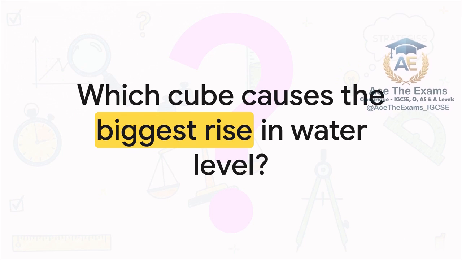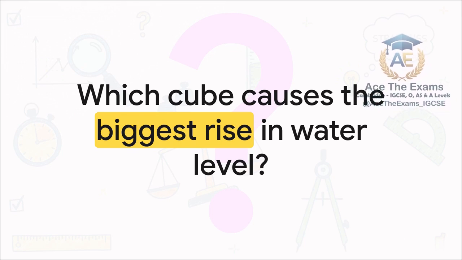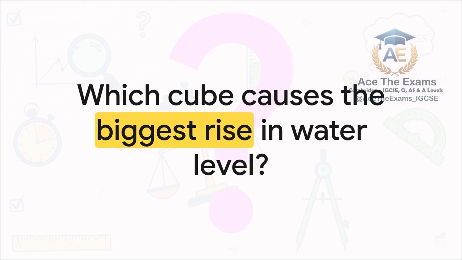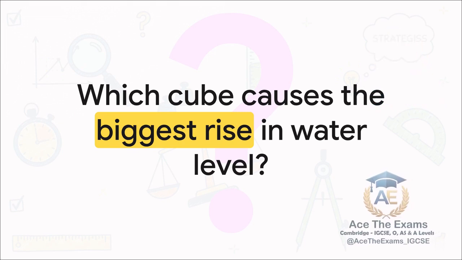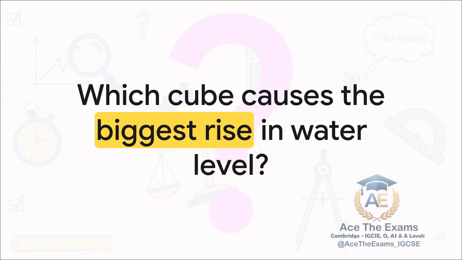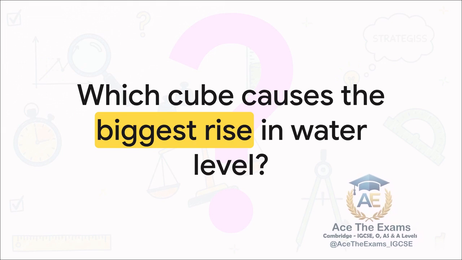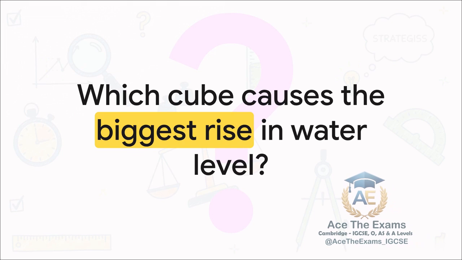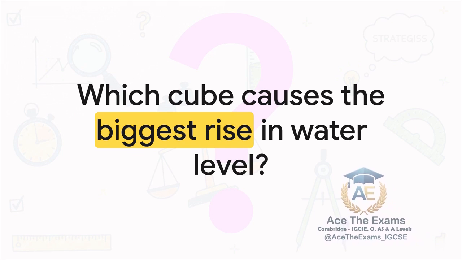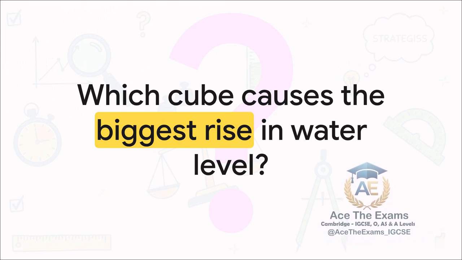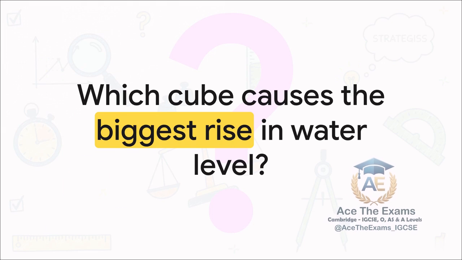Here is the top-tier strategist's logic using the PEEL framework. We know the formula. Density equals mass over volume. Therefore, rearranged, volume equals mass divided by density. Since the mass is identical for all 3 cubes, the metal with the lowest density must physically have the largest volume. Looking back at our table, silver has the lowest density at 1049.